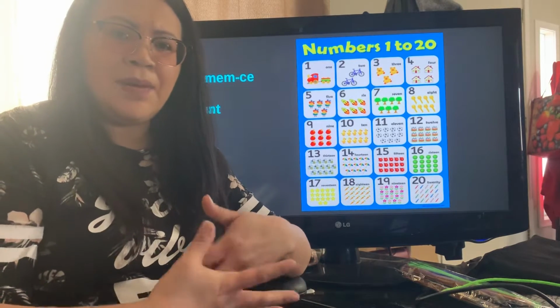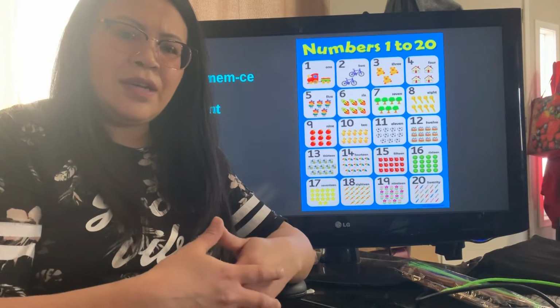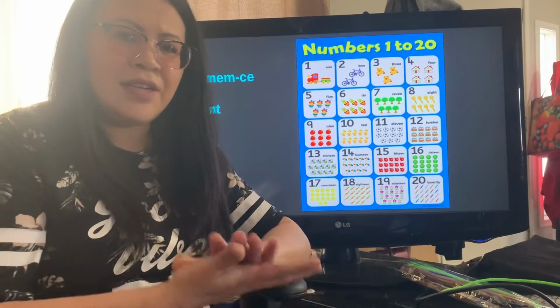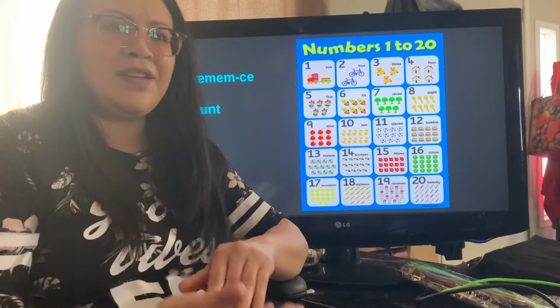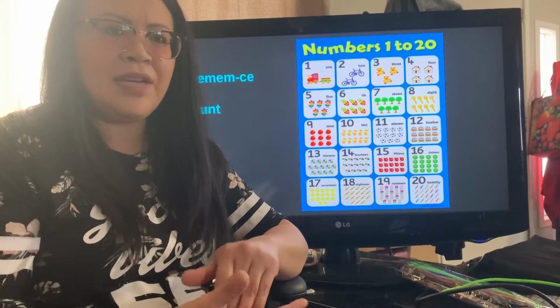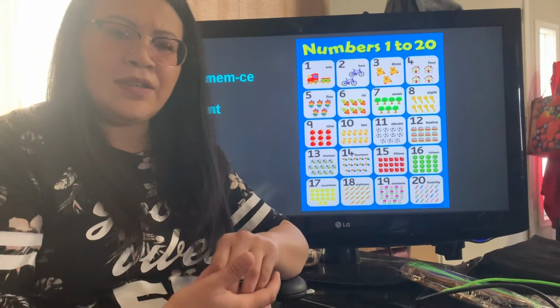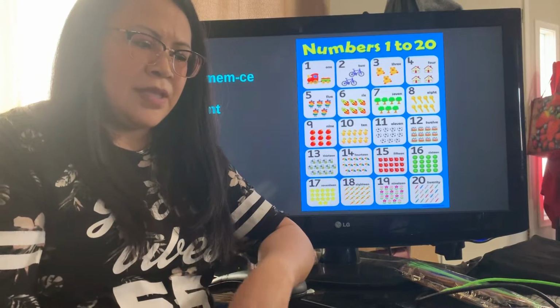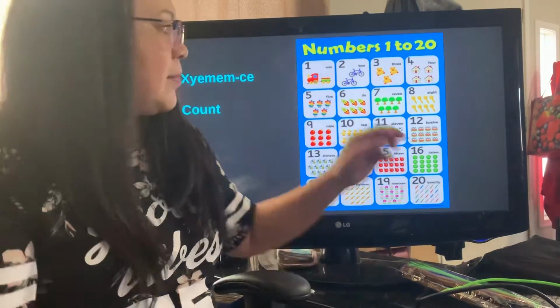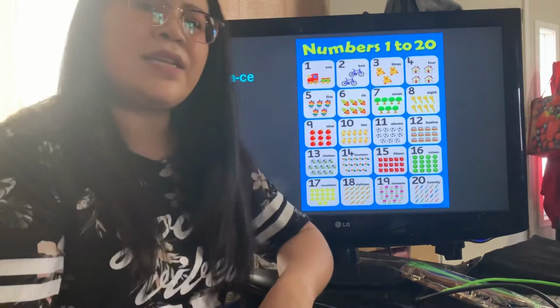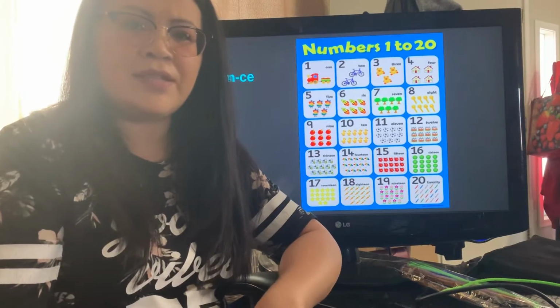So any parents out there, maybe you could ask your child to count to you, and see how high they can go on their own. But today we're just going to be counting up to 20. And the number 0 is not on here, and to say 0 in Secwépemc we say xgatt.